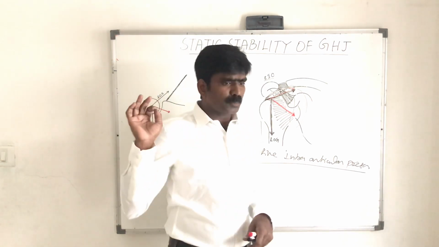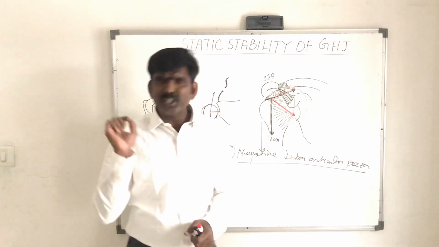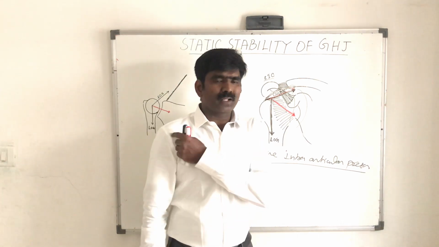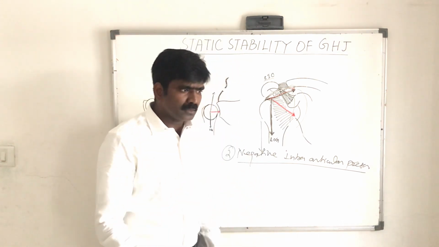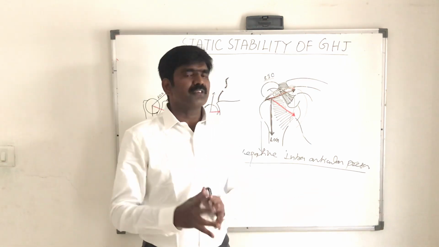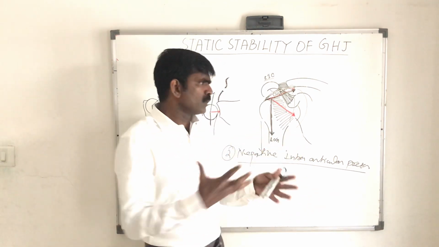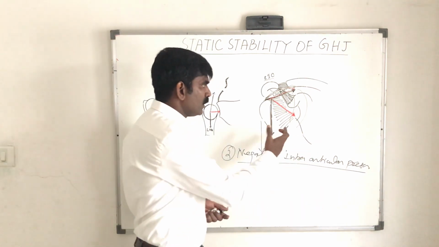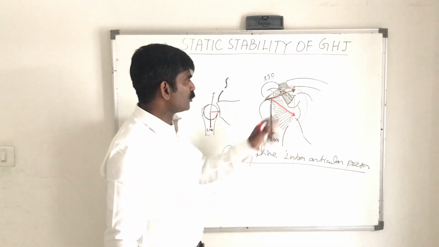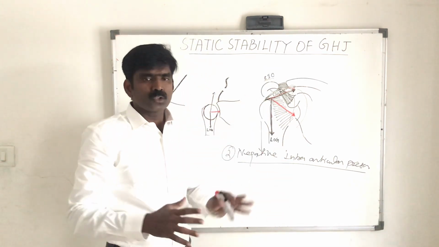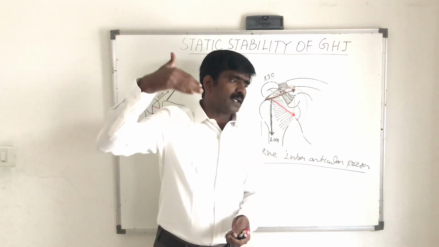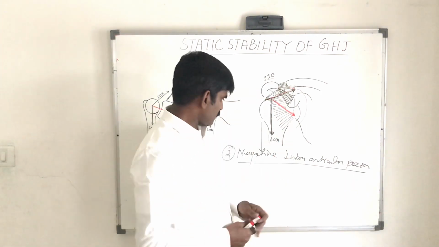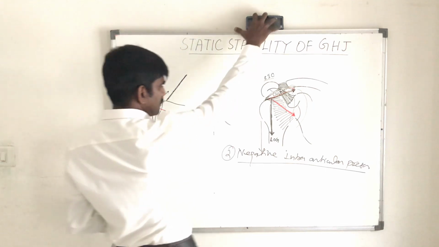And suppose there is any injury to the joint capsule, or any injury to the glenoid labrum, then what will happen? This negative pressure is lost. Clear? If this negative pressure within the joint capsule, the vacuum pressure, is lost, then what will happen? It will allow the humerus to slide inferiorly. So it will result in downward subluxation of the glenohumeral joint in the inferior direction. So this is about the second point, negative intra-articular pressure.